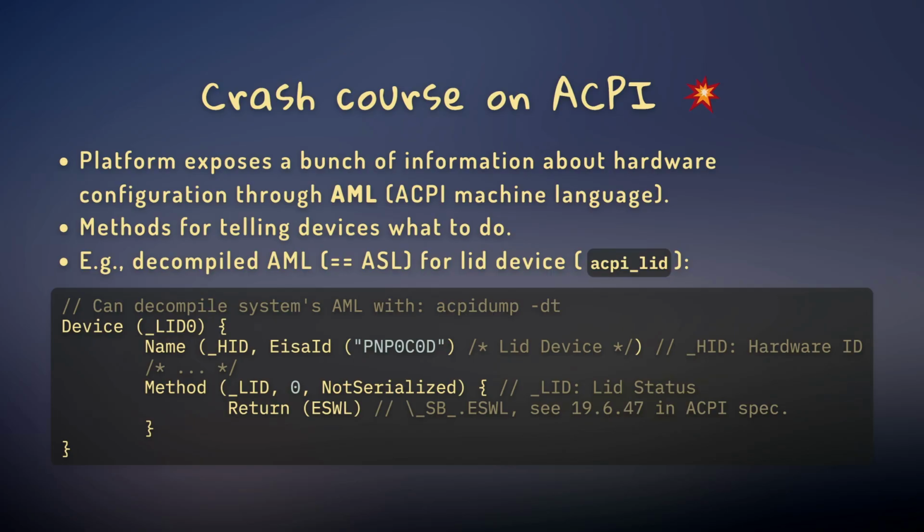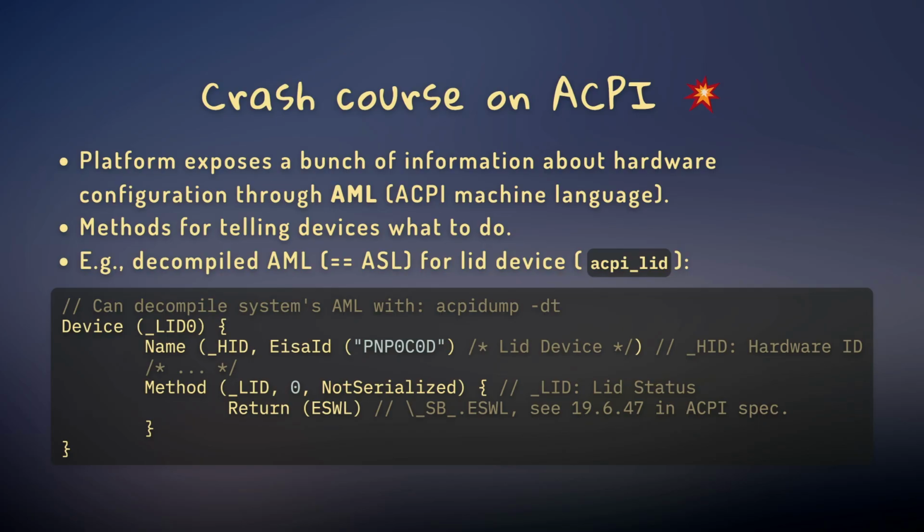So your platform exposes a bunch of information about your hardware, and it does this through a kind of configuration language called AML. It's actually compiled. When you get it, it's compiled, and then when you want to read it, you decompile it into ASL, and you do this with acpidump and iasl.